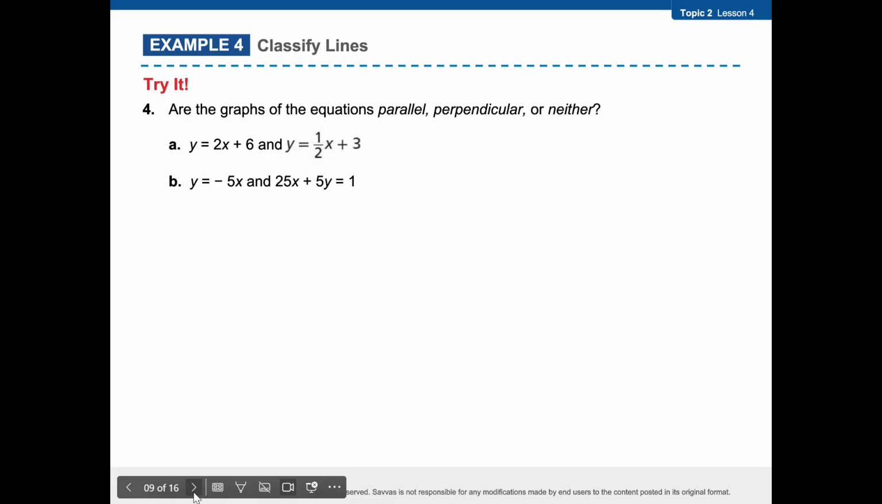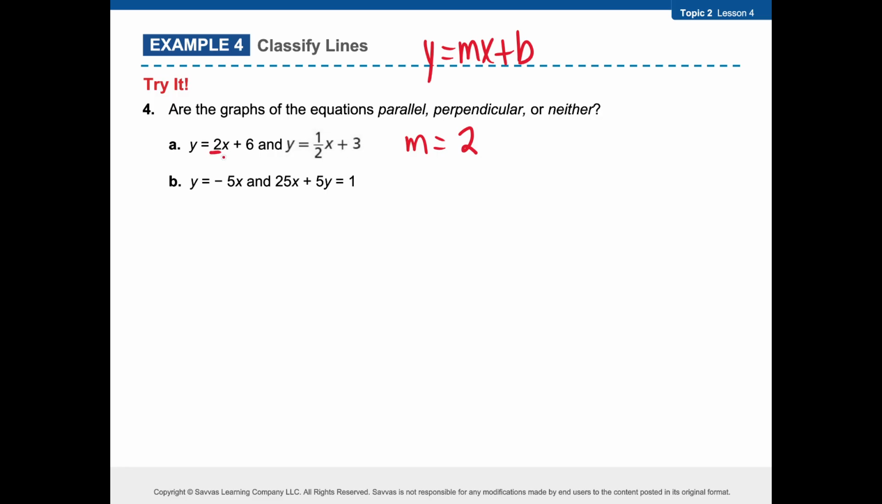We can do both A and B. You can pause and try these on your own. Again, always make sure that they're written in slope-intercept form, which in letter A both of them are. So letter A, comparing the two slopes: the first one has a slope of 2, the second one has a slope of 1/2. They are reciprocals, but they're not the negative reciprocal. They're not opposite signs. So letter A would be neither.